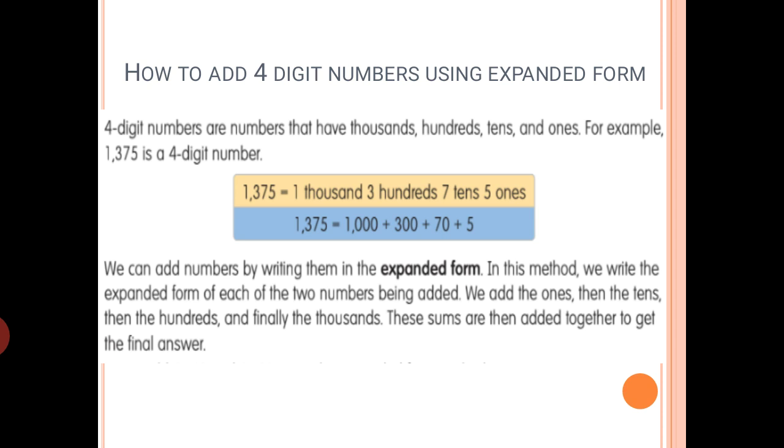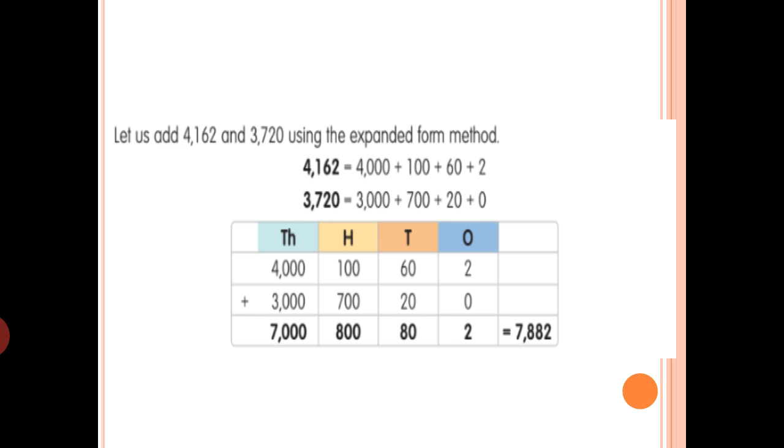But how can we add? First we write the expanded form of both the numbers. After that we add all the ones, then all the tens, then the hundreds, and finally we add the thousands place, and then whatever the answers are, we add them all up to get the final answer. Just see an example. For example, we have to add 4162 and 3720, using the expanded form to add these two numbers.